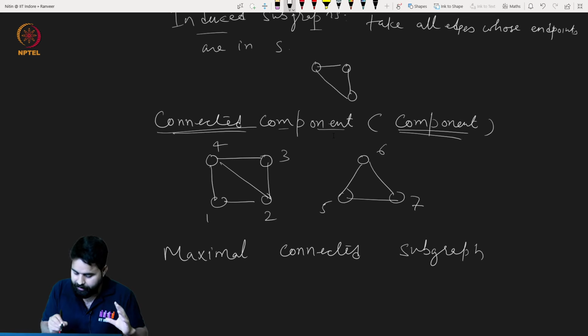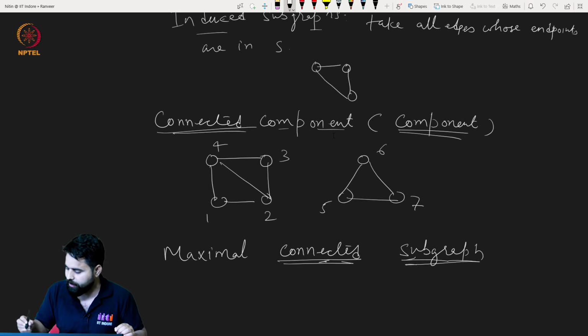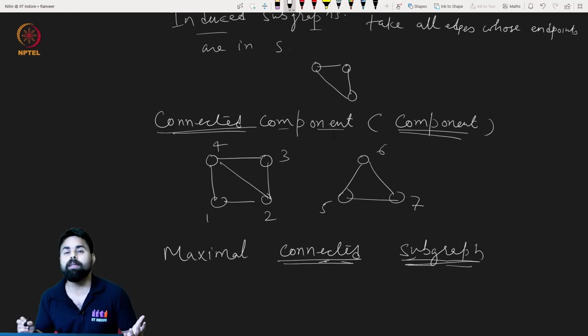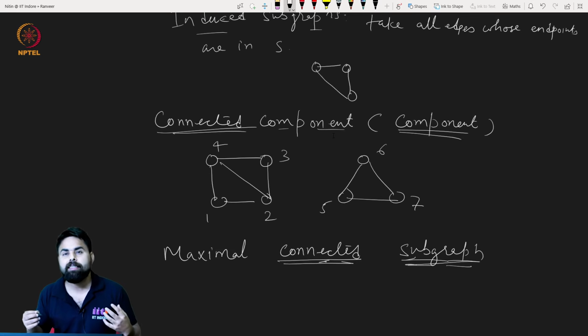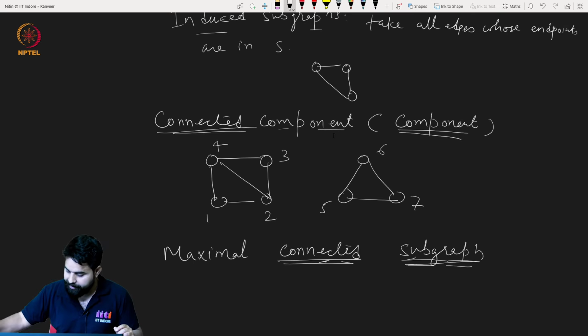Very, very simple. There are 3 words. This part we have already seen. This part also we have already seen, right? Now, maximal means what? Maximal subgraph means you are adding vertices and edges to it, and you keep on adding till the property of the connectivity is maintained, right? The property of this connectivity is maintained.